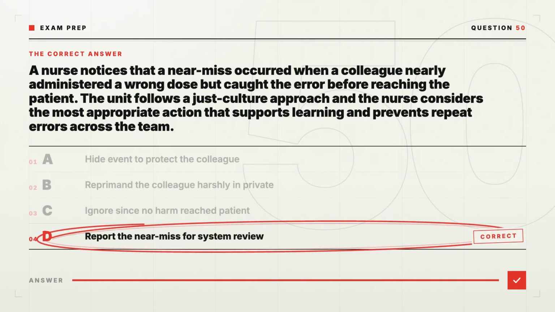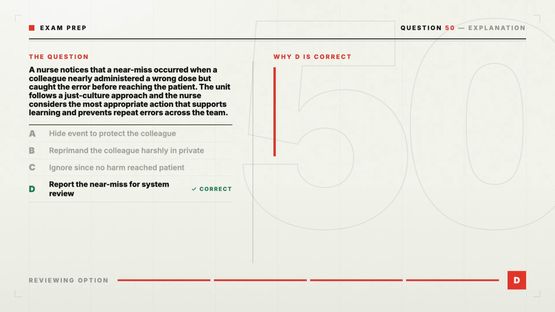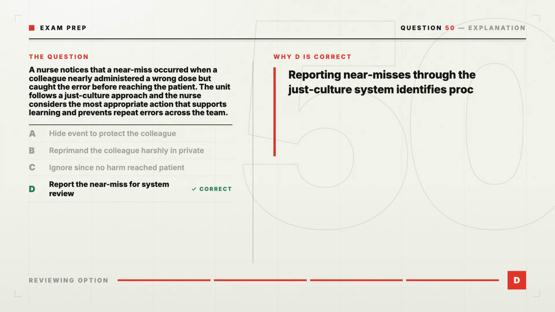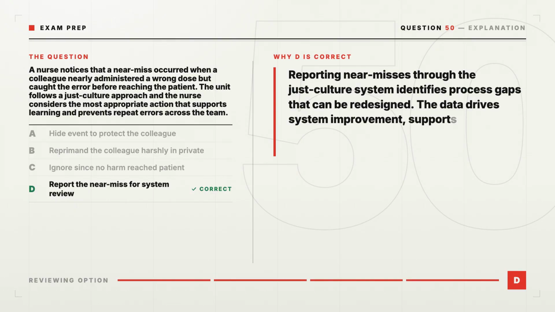The correct answer is D. Report the near miss for system review. D is correct because reporting near misses through the Just Culture system identifies process gaps that can be redesigned. The data drives system improvement, supports the colleague through learning, and protects future patients from the same potential error.